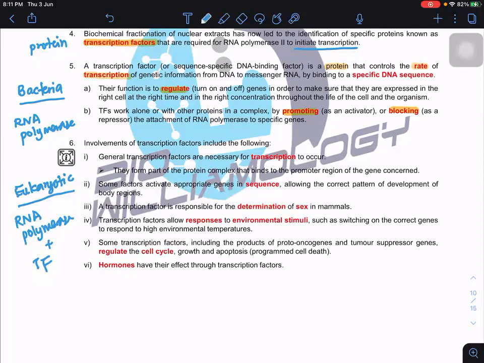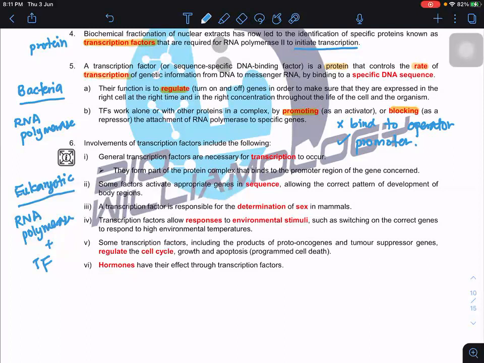But always remember, different from the prokaryotic cells, they do not bind to the operator. Where do they bind? They bind to the promoter. Okay, they bind to the promoter.